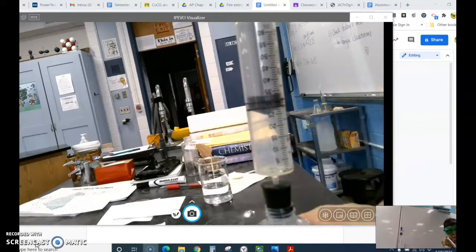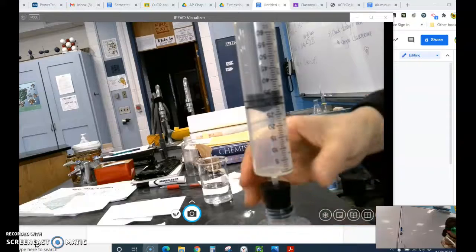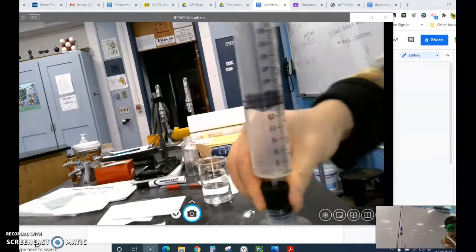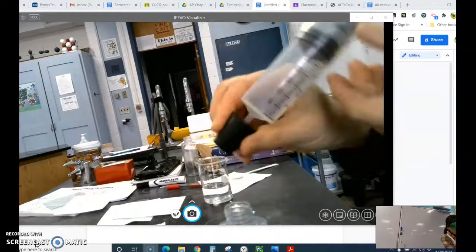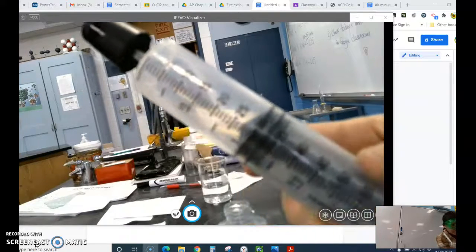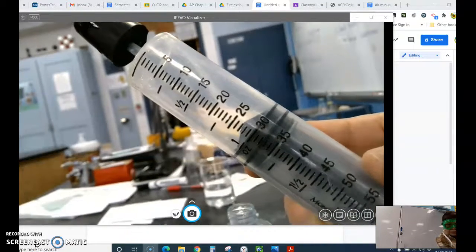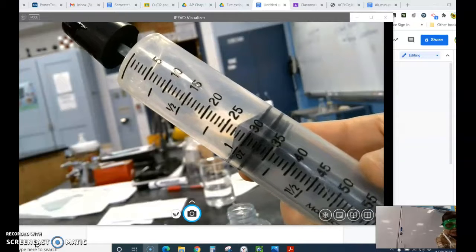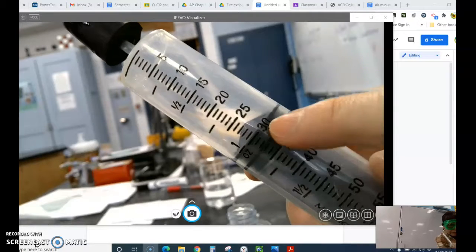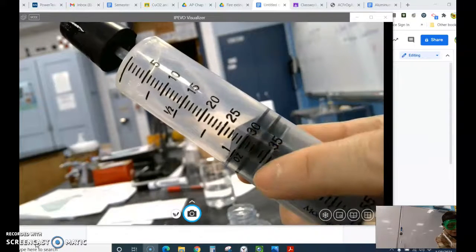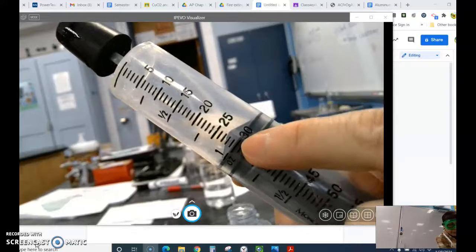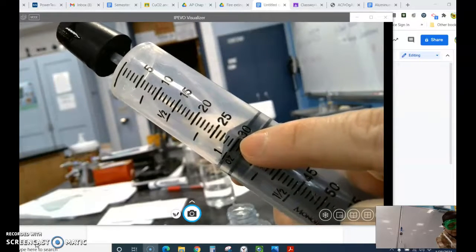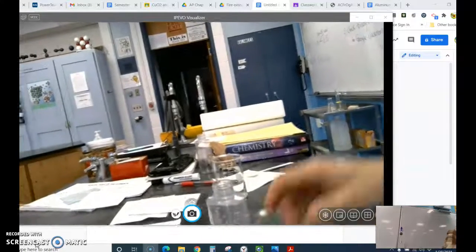For the first one, we are going to read it together, and for the rest you have to read by yourself. I take this out and bring this syringe close to you. Look carefully at the front line. The front line is right now exactly at 30. This is how you read that. Then grab your paper.